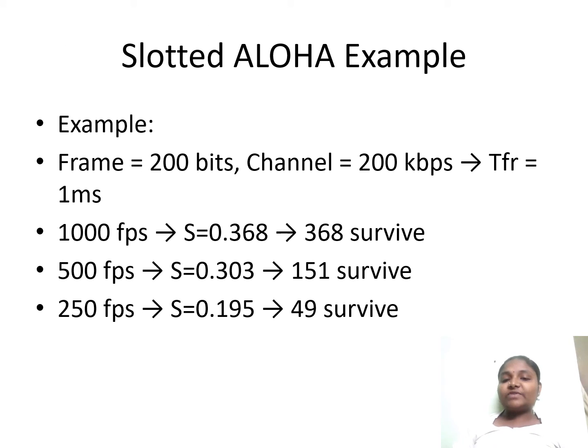And an example for slotted Aloha. There are 200-bit frames and a 200 kbps channel, and the TFR value is 1 millisecond. If the FPS value is 1000, the S value will be 0.368 and 368 frames will survive. If the FPS value is 500, then the S value will be 0.303, and the surviving frames value will be 151. If the FPS value is 250, the S value will be 0.195, and the surviving frames value will be 49.